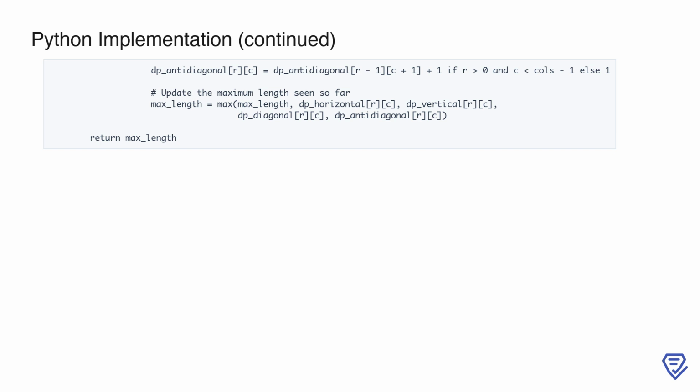After updating all 4 DP arrays for the current cell, we update the max_length variable by taking the maximum value among the current lengths from all 4 directions. This ensures we always have the longest line of consecutive ones encountered so far. Once the loops are complete, we simply return max_length as the result. This approach ensures that we efficiently calculate the answer in a single traversal of the matrix.